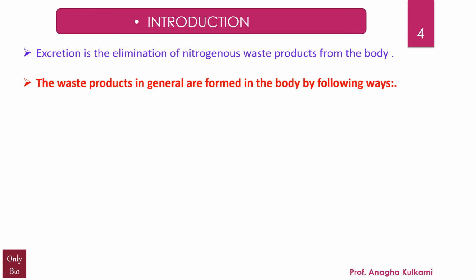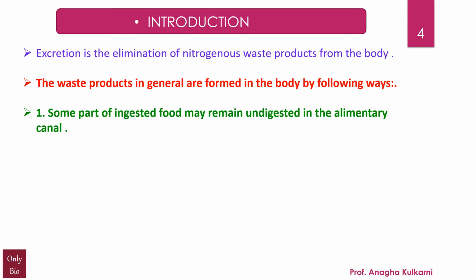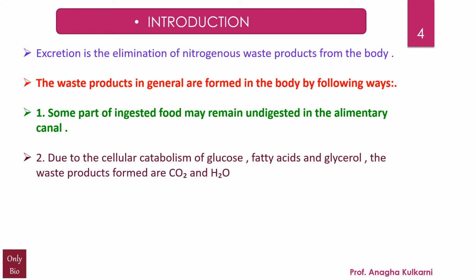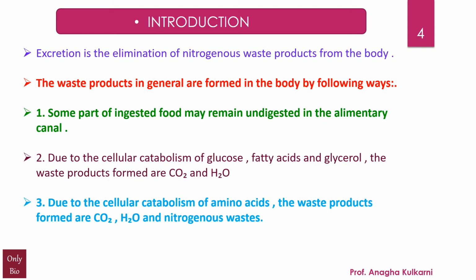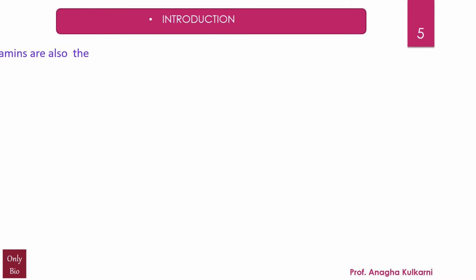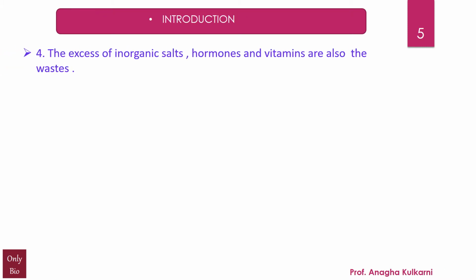The waste products in general are formed in the body in the following ways. Now, there are many ways in which the waste products are formed. The first one: some part of the ingested food may remain undigested in the alimentary canal. So that turns out to be waste. Second, due to cellular metabolism of glucose, fatty acids, and glycerol, the waste products formed are carbon dioxide and water. Third, due to the cellular catabolism of amino acids, the waste products formed are carbon dioxide, water, and nitrogenous wastes. The excess of inorganic salts, hormones, and vitamins are also wastes.